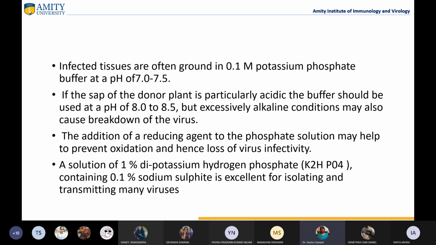Infected tissues are often ground in a 0.1 molar potassium phosphate buffer, whose pH should be around 7 to 7.5. If the sap of the donor plant is particularly acidic, then the buffer should be used at a pH of 8 to 8.5. But we should also remember that excessively alkaline conditions can also cause the breakdown of the virus, right? So pH should be properly maintained. Then we also add certain reducing agents to the phosphate solution.